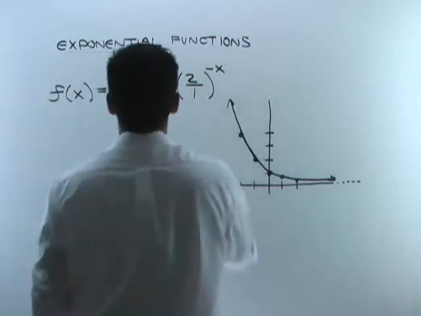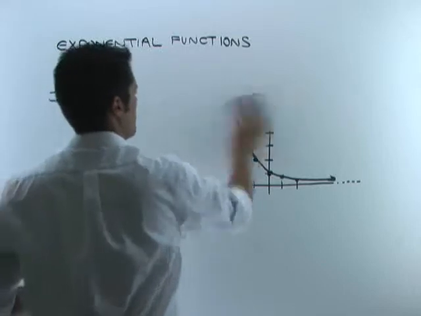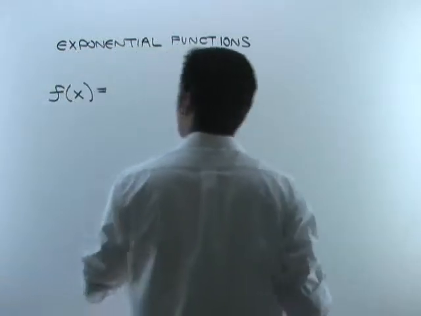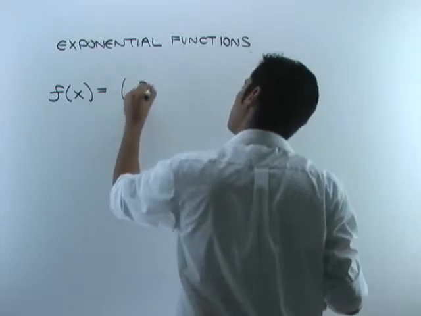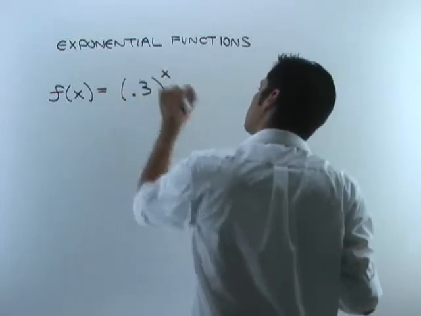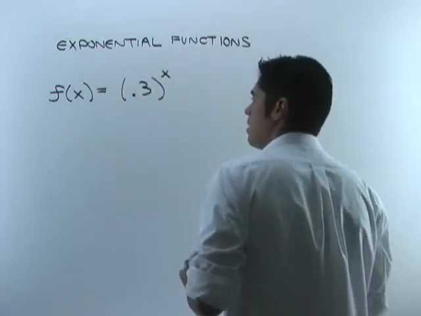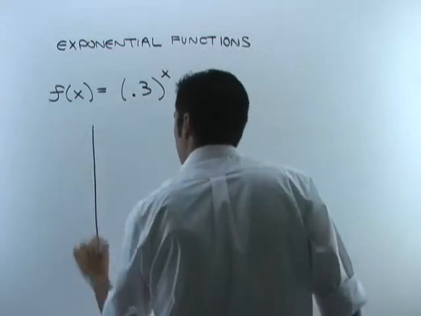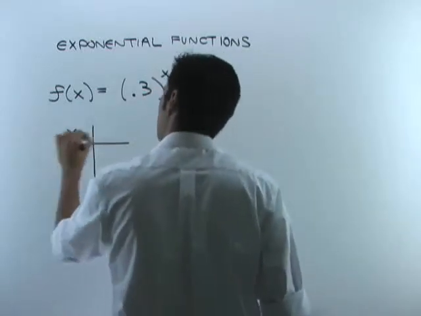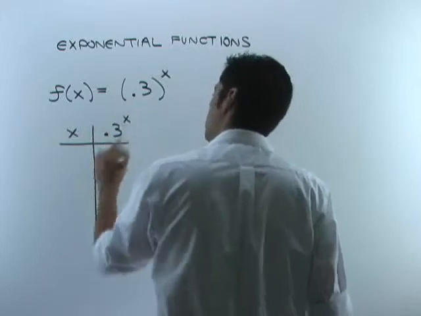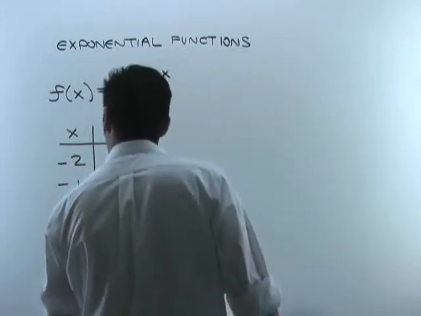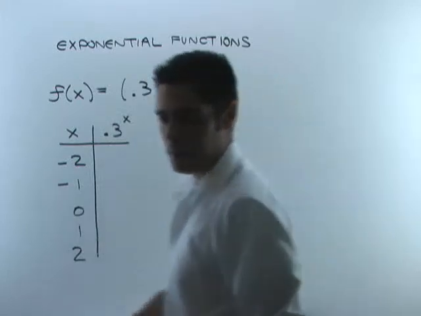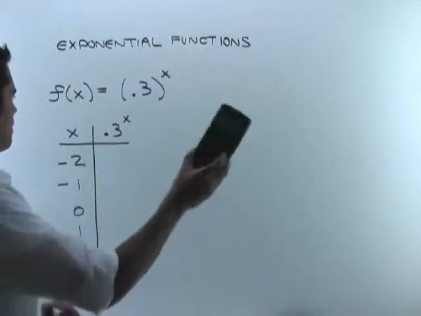Let's do an exponential function that has a very strange base. So let's do something like 0.3 to the x. Okay, to do 0.3 to the x, I'm going to go ahead and create a table. So here's x, here's 0.3 to the x. I'm going to pick -2, -1, 0, 1, and 2. Those are the numbers I usually like to pick.